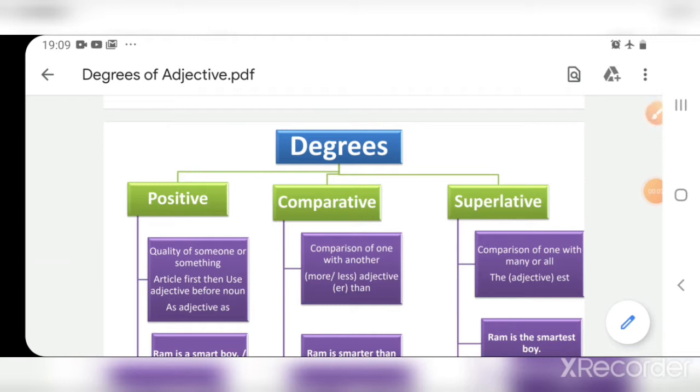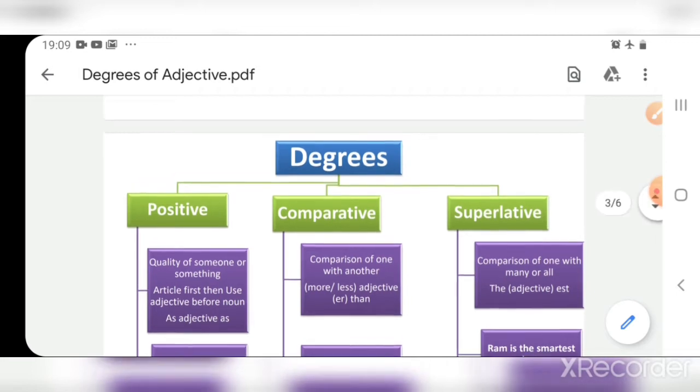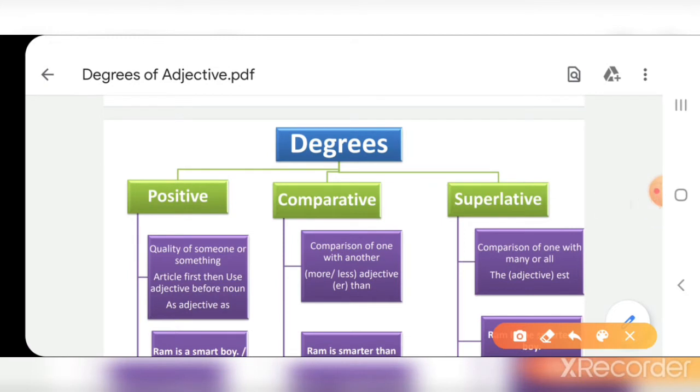Now let's learn the formula to use adjectives in all these three degrees. In positive degree, we use an article before an adjective. There is a base form of adjective. Then in comparative degree, we use either more or less and then we use an adjective and then it is than. If no more or less is used, then we use er.